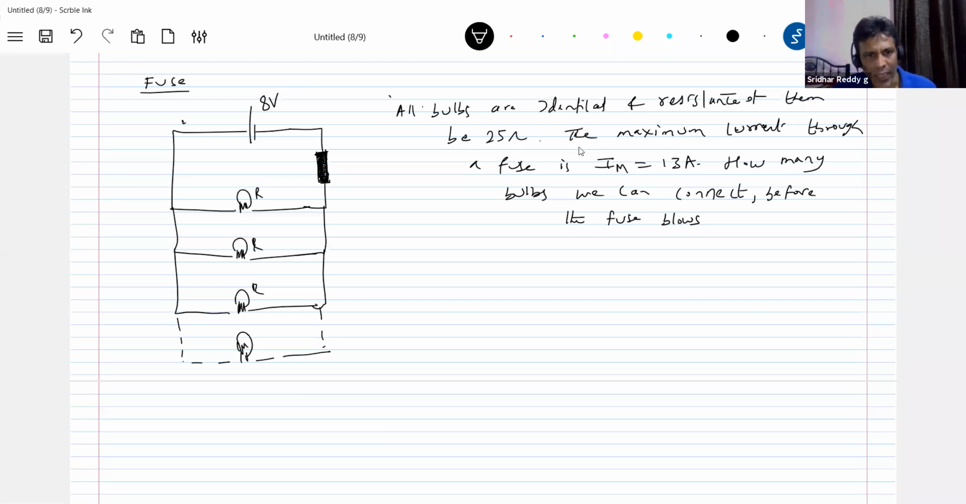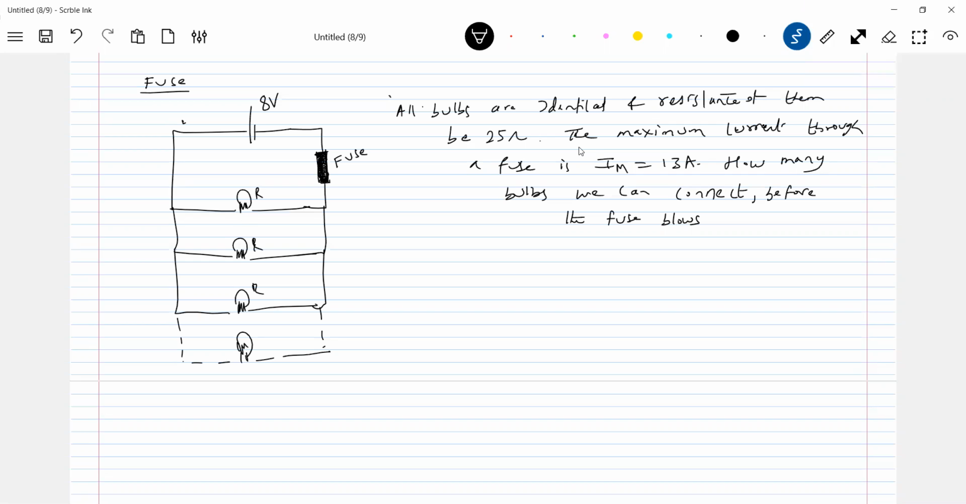Fuse is a wire. This is like a fuse. It's a wire where some maximum current is prescribed. Now, what is the fuse? A wire. If the current through a fuse is more than the maximum permitted current, the fuse will burn out. Burn out means what? It will become an open circuit.